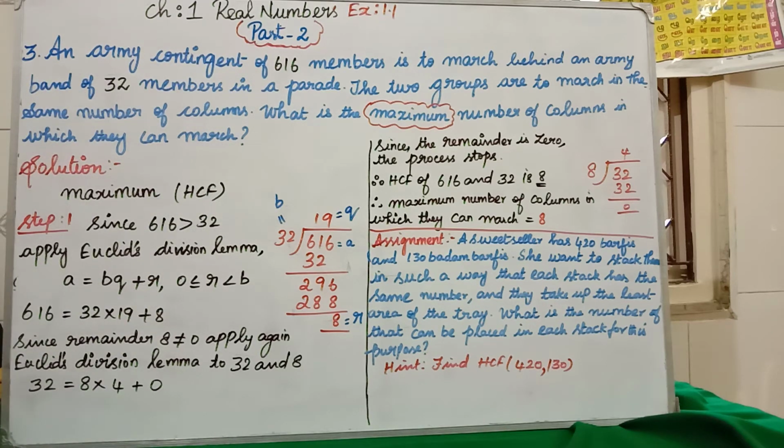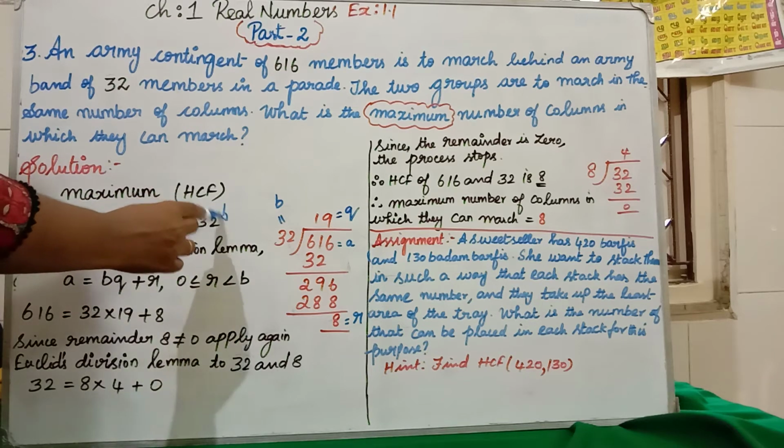The first number is 616 and the other is 32. If they give two numbers and ask you to find the HCF, what will be your first step? The first step is, among the two numbers, you have to see which number is bigger. The bigger number is 616. So you have to take this as A and this as B.